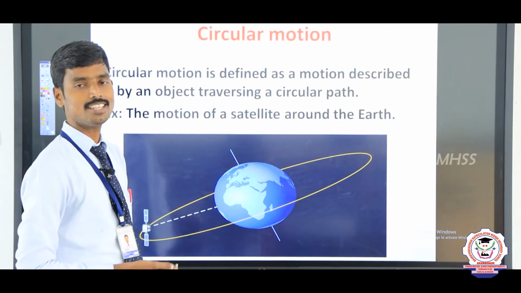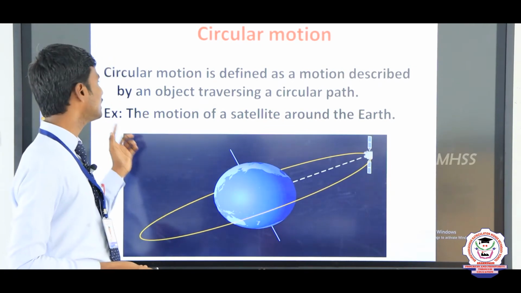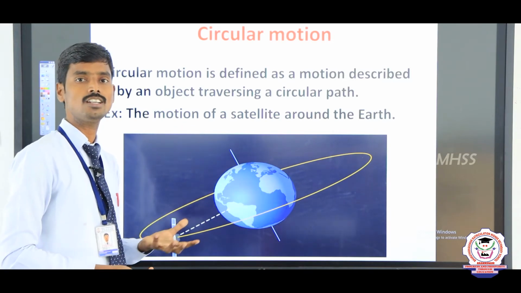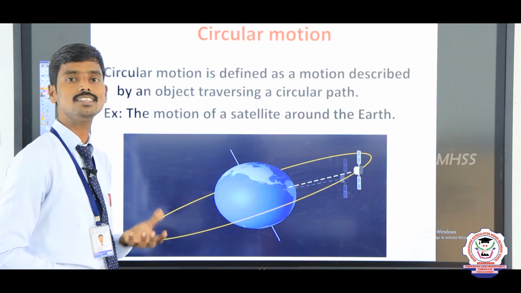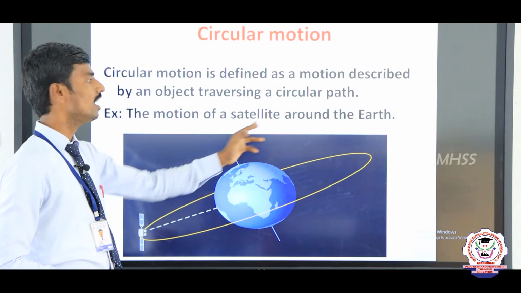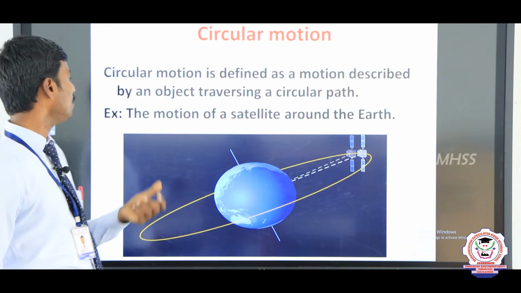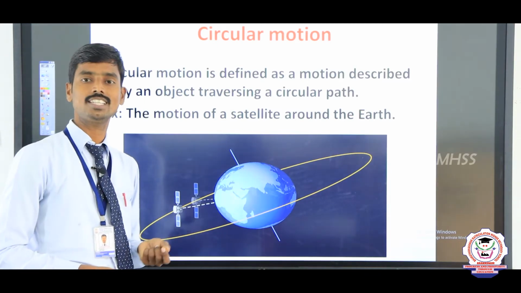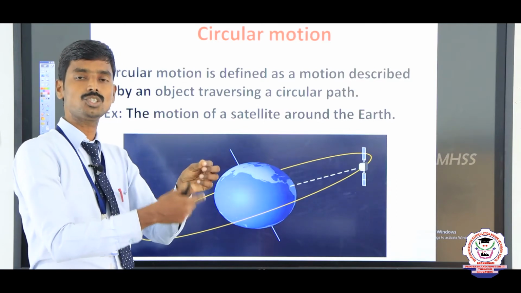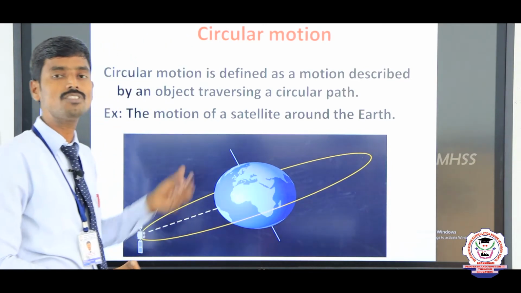The second one is circular motion. Circular motion is the motion described by an object traversing a circular path. In other words, an object moves in a circular path. An example for circular motion is the motion of a satellite around the earth. Another example is the whirling motion of a stone attached to a string. Tie the stone to a string and rotate or circulate it, and it forms circular motion.